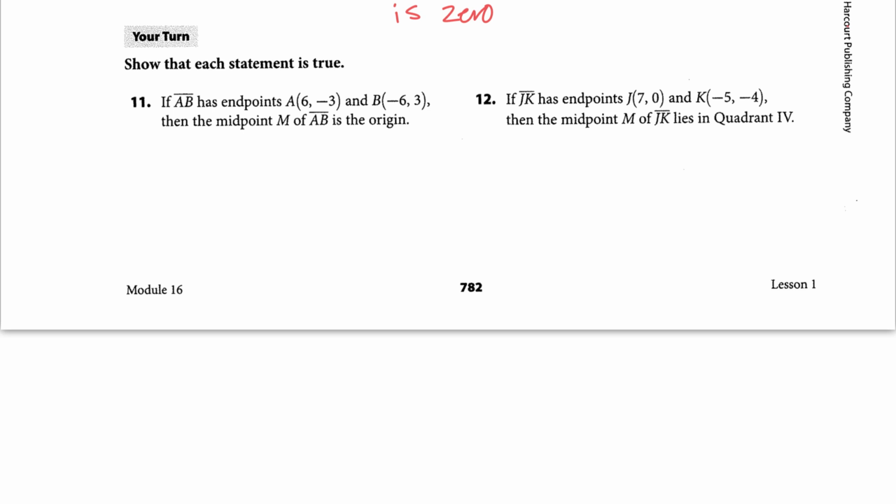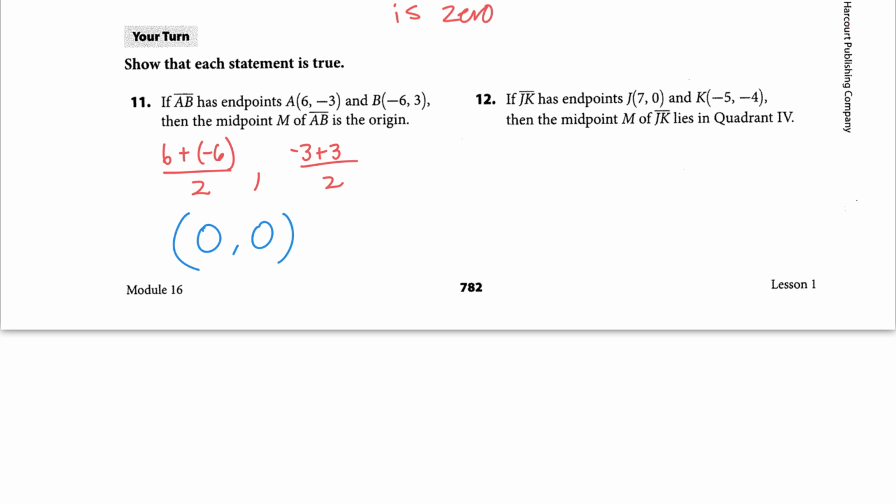If A has endpoints 6, -3, and B has -6, 3, then the midpoint is the origin. We will add the x values and divide by 2, and add the y values and divide by 2. 6 plus -6 is 0. 0 divided by 2 is 0. -3 plus 3 is 0. And 0 divided by 2 is 0. So that is true.